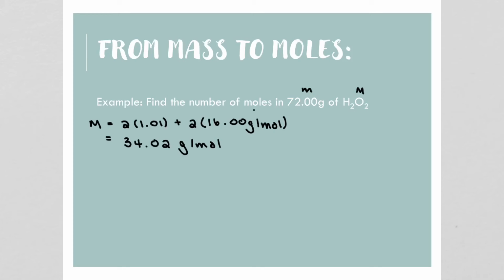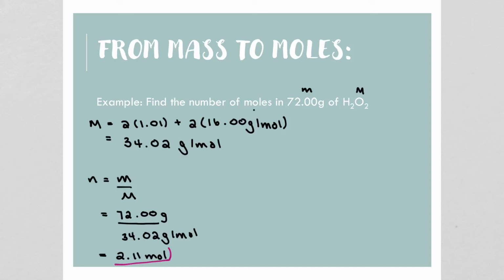And we have 72 grams of the substance. So to find the moles, it's equal to the mass divided by the molar mass. So that is 72.0 grams divided by 34.02 grams per mole. So that is equal to 2.11 moles. So there is our answer. So the number of moles in 72 grams of hydrogen peroxide is 2.11 moles.